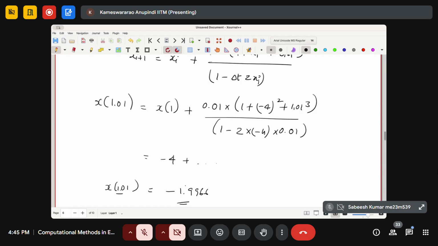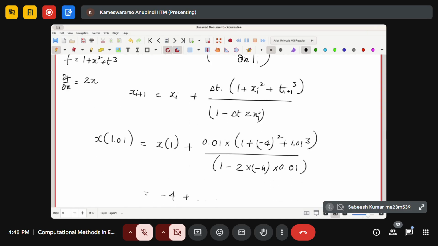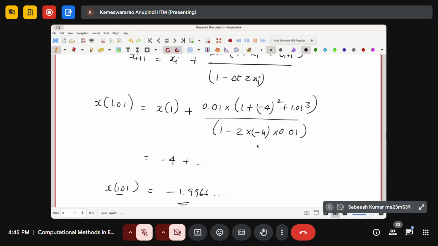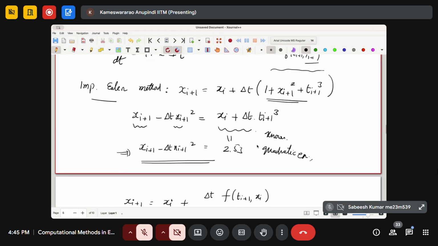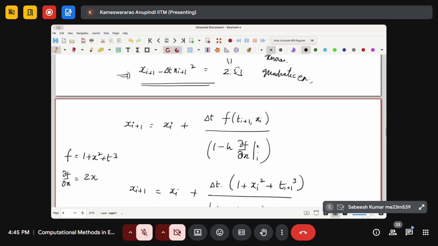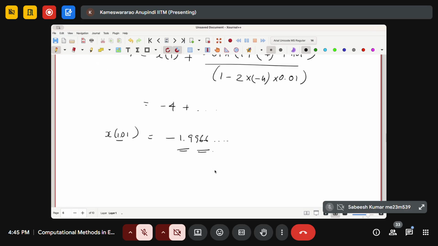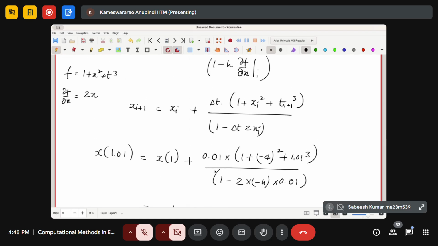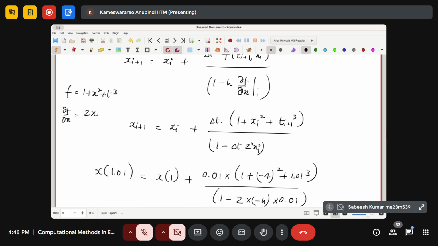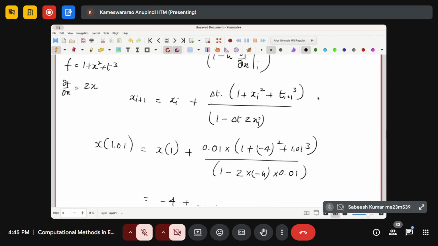As you can see, already the answer is quite different from what we got from the previous value. Earlier we got minus 3 point something. This is almost half of that. You can see that there is a difference in the value. I think that is because of the stability of the implicit Euler method, maybe. We have to see which is correct. We will verify that later. But this is, in general, the approach to solving. I hope I have not made a mistake in converting or writing the linearized form. Hopefully this is correct.